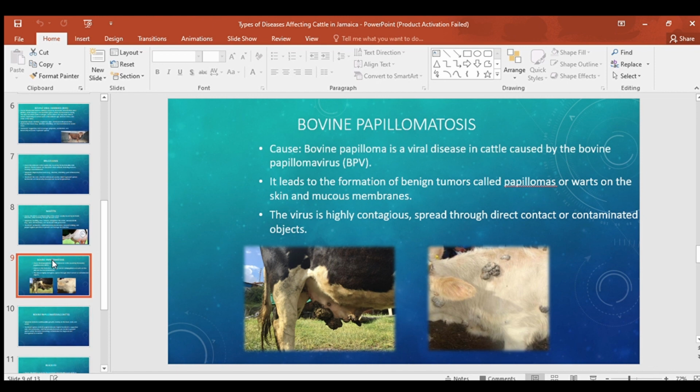So once you realize that you have an animal in the herd that is infected with papilloma, the best thing for you to do is to quarantine that animal, just isolate that animal from the rest of the animals, because papilloma is spread by contact. So if that animal goes and rubs up against your barn or a tree, and then another animal that is not infected rubs up on that tree or on that barn, then it will be spread that way.